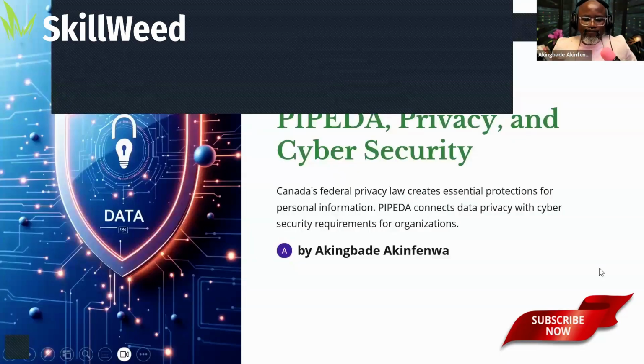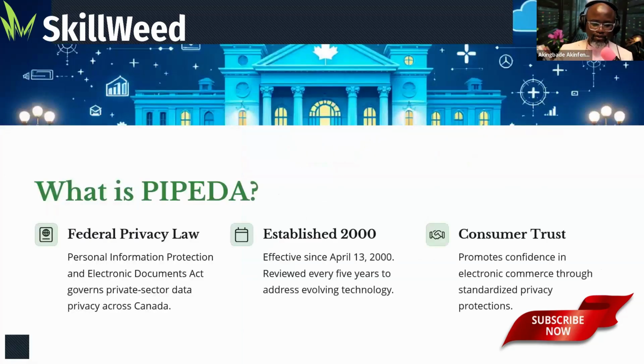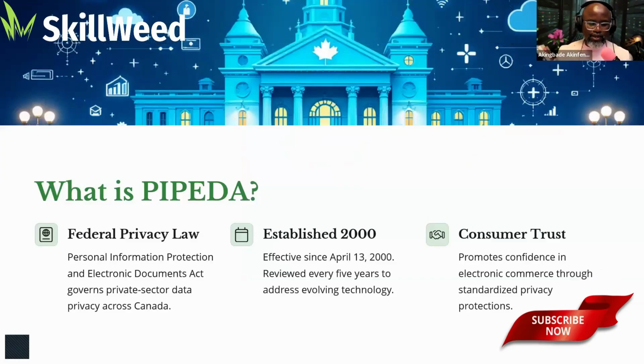All right. So this is the Canada federal privacy law, and the intent is to protect personal information within the citizens' information in general. What is PIPEDA? The privacy law, and it stands for Personal Information Protection and Electronic Documents Act. It governs private sector data across Canada. It was established in 2000. It boosts consumer trust to ensure that at least our information is protected.